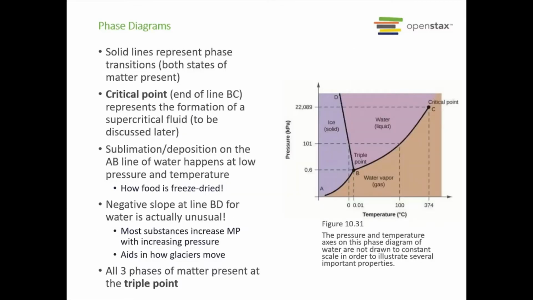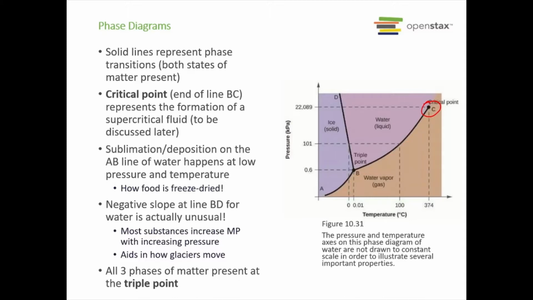So let's get into phase diagrams more. Like I said, the solid lines represent phase transitions, so both states of matter are present at the solid lines. The critical point, which is at the end of line BC here, represents the formation of a supercritical fluid that we're going to talk about later, but these actually have the properties of both gas and liquid, and they're pretty interesting.